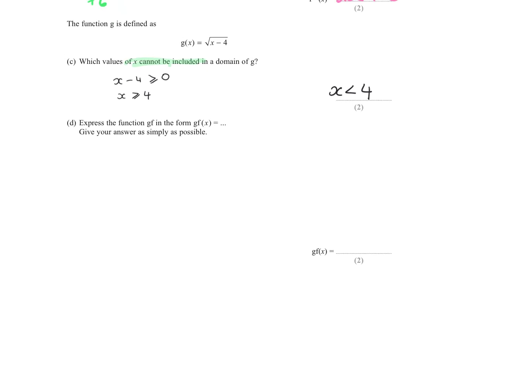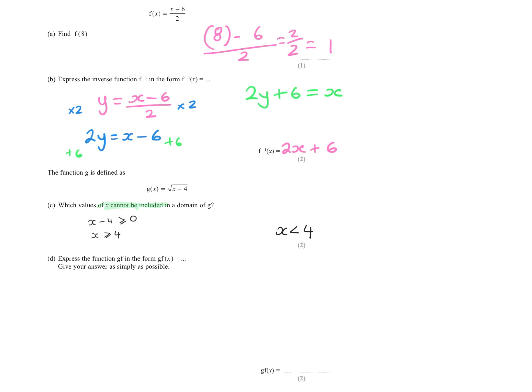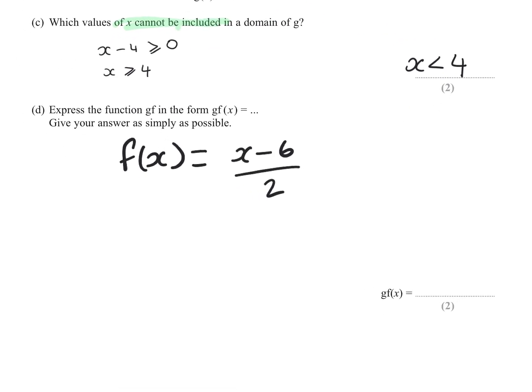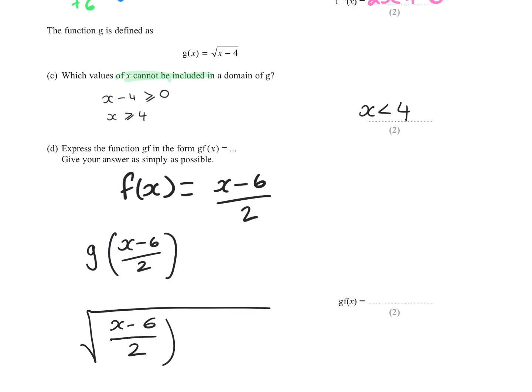Here we go. Right, so express the function g of f in the form g of f of x. So we're all happy that f of x equals x minus 6 over 2. Okay? So g of f of x, if f of x equals that, we're actually saying we want g of x minus 6 over 2, because that's f of x. So everywhere there is an x in g, we are going to write this. So we're going to have x minus 6 over 2 in brackets minus 4. And all we've done here is our regular substitution.